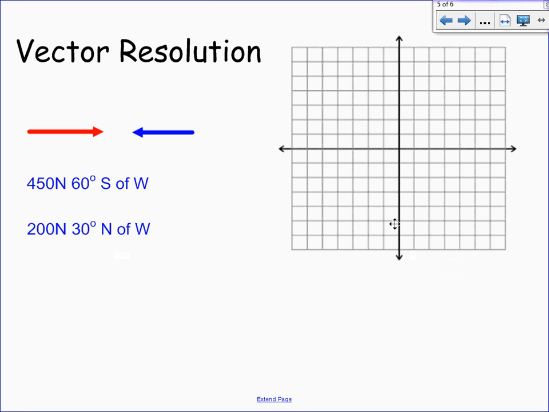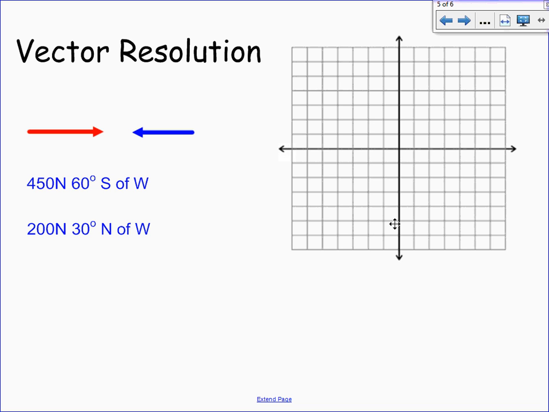The next section of the video has to do with vector resolution. Vector resolution is all about taking vectors that are not perfectly horizontal or perfectly vertical, but that are diagonal, and splitting them into their components. So let's take a look at these two examples here.